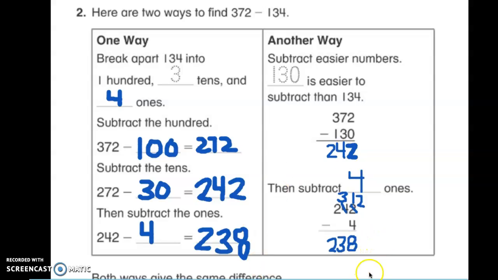So we have that same answer, 238 here and 238 here. Same answer to the same equation, we just did it in 2 different ways. So this way we subtracted the hundreds, tens, and ones, and this way that we just made an easier number to subtract. So we took away those ones and subtracted 130, and then subtracted those 4 ones last.